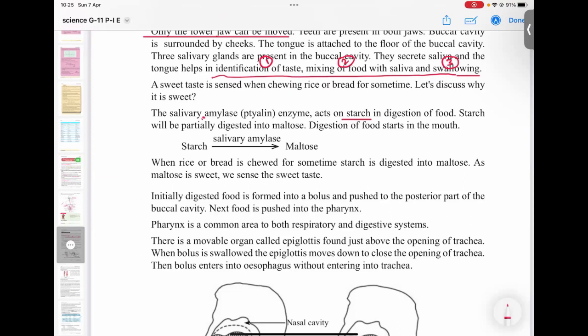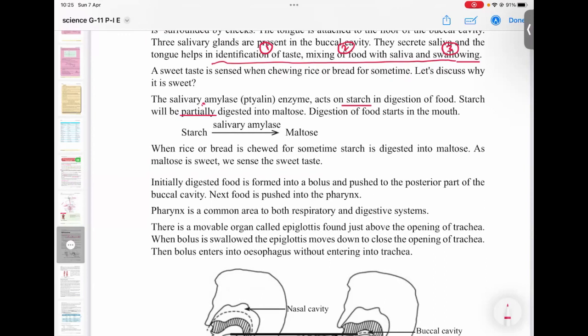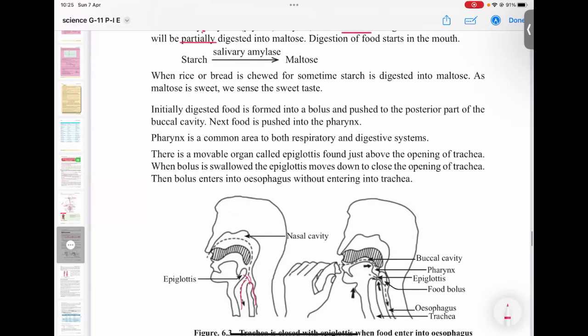So starch will be partially digested. Why do they say partially digested? Not everything is digested. Some of the starch will go into the small intestine as well. So where does the digestion of food start? It starts in the mouth itself. Don't forget it. Salivary amylase will turn starch into maltose. That is why when you chew rice or bread for a long time, you will sense the sweetness, because maltose is sweet.